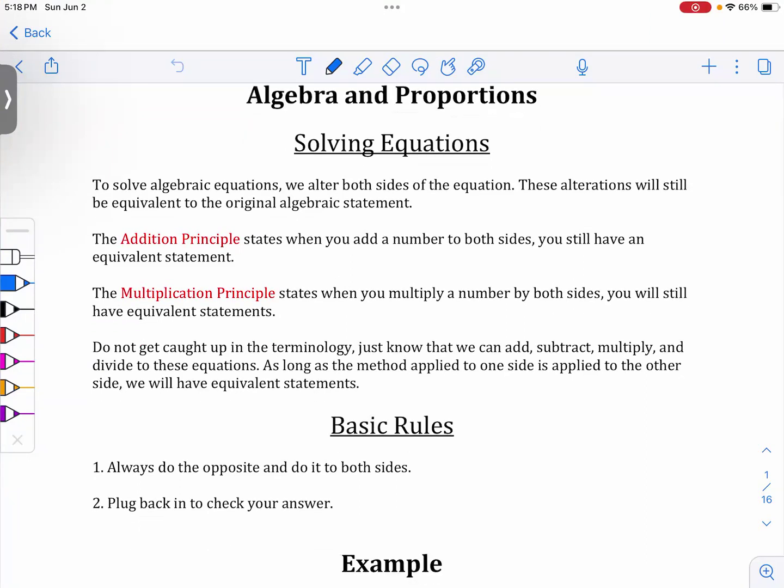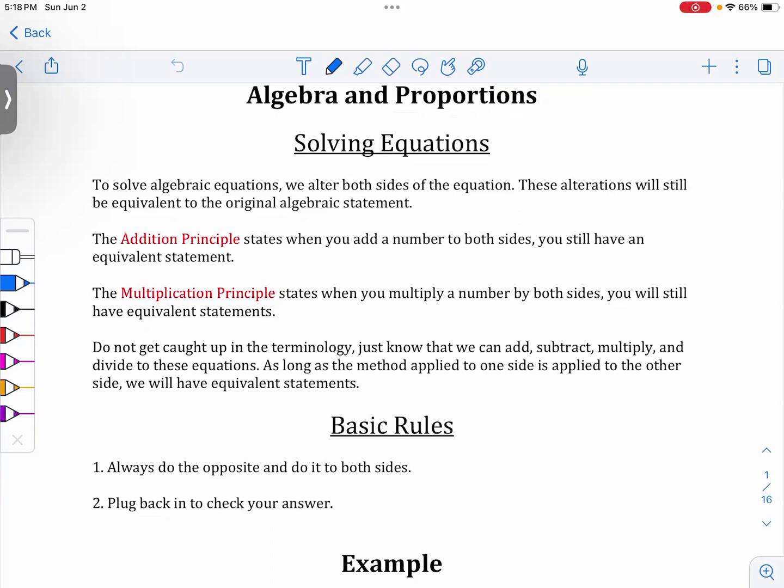Two main principles, the addition principle and the multiplication principle. You can read the definitions. You can look up the definitions. Don't get caught up in the terminology. The biggest thing about algebra is do the opposite, do it to both sides, plug back in, check your answer.